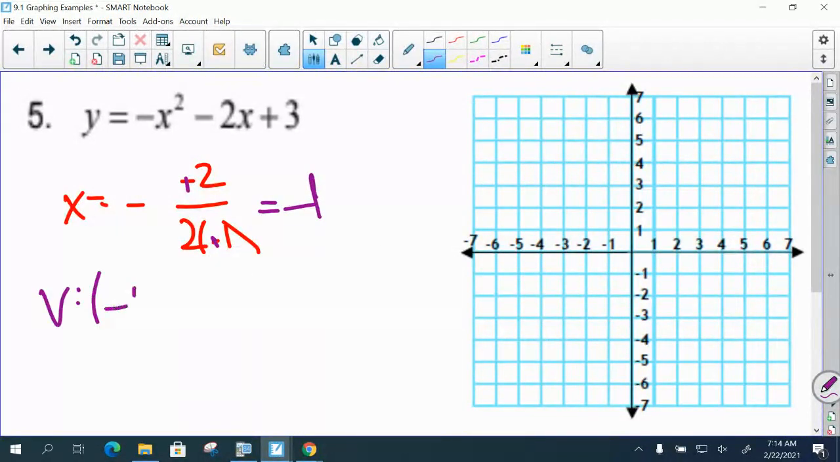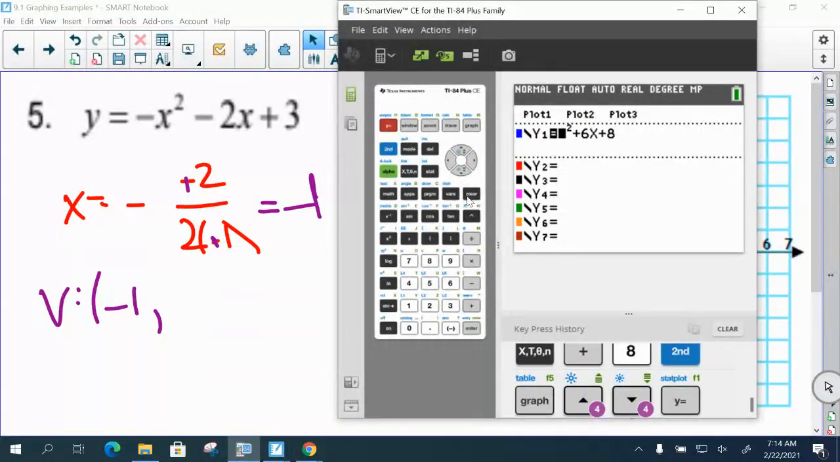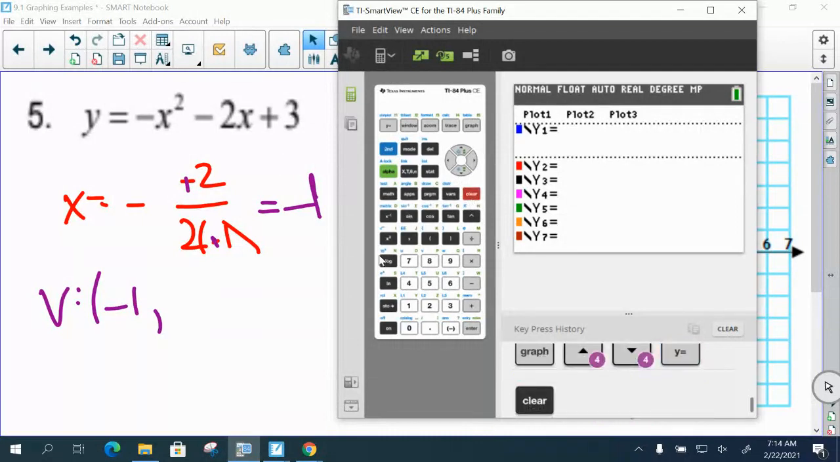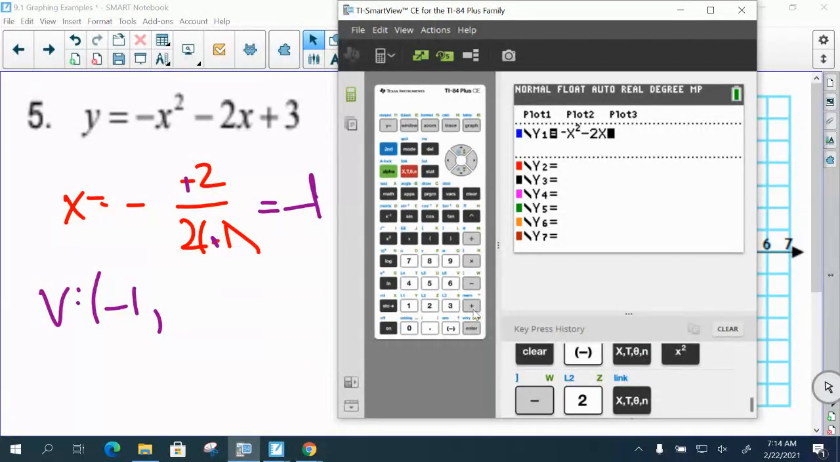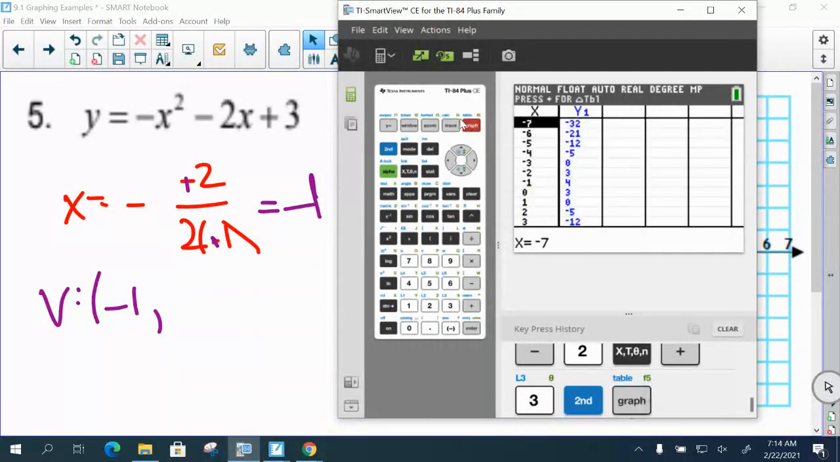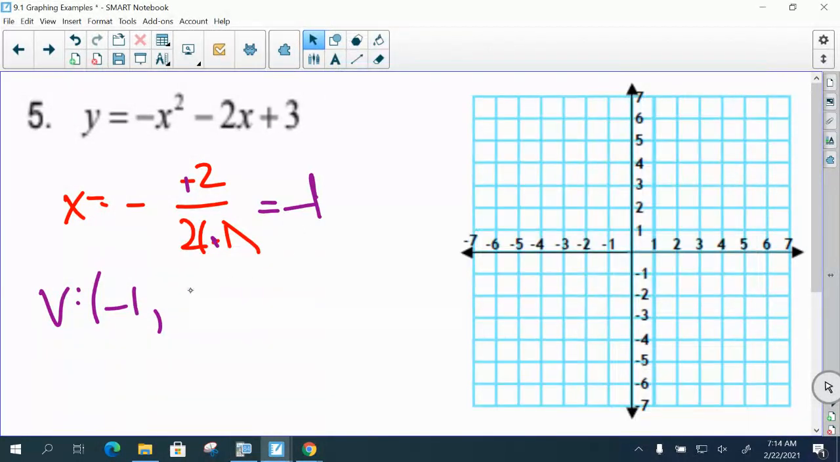So your vertex point is at x equals negative 1. Let's do the same thing: plug it into your y equals to see what the y value of the vertex is and your symmetry points. So negative x squared minus 2x plus 3. Okay, if I scroll down to negative 1, we're at 4. So you go 4, 3, 0, negative 5. So negative 1, 4, and this parabola is opening down. Then we have 3, 0, negative 5.